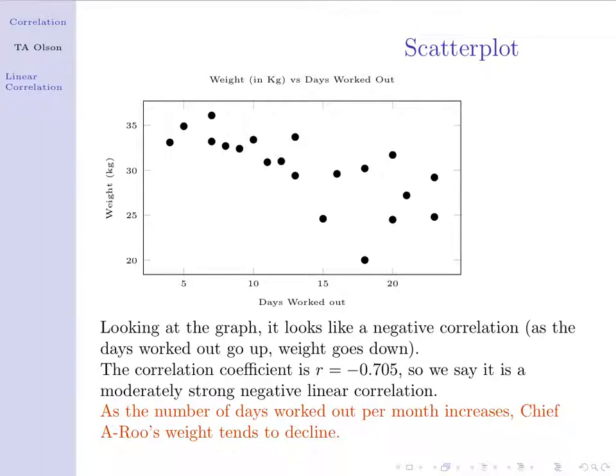But the statement we want to make doesn't use those words, right? What we just say is as the number of days worked out per month increases, Chifaru's weight tends to decline, right? These scatter plots, this correlation coefficient, they'll just talk about the tendency. They won't say exactly, right? So if we go from here, we could go up or we could go down, but the general gist, we would expect it to go down more often than it goes up. But the real world data isn't perfect, so we wouldn't expect this to be either.